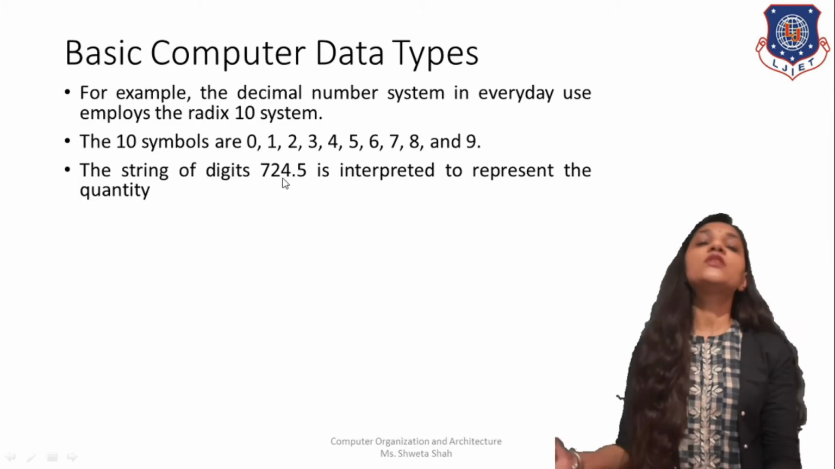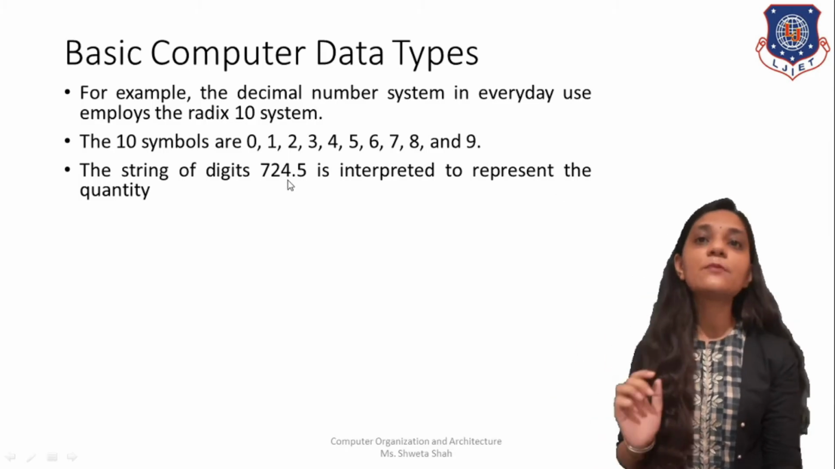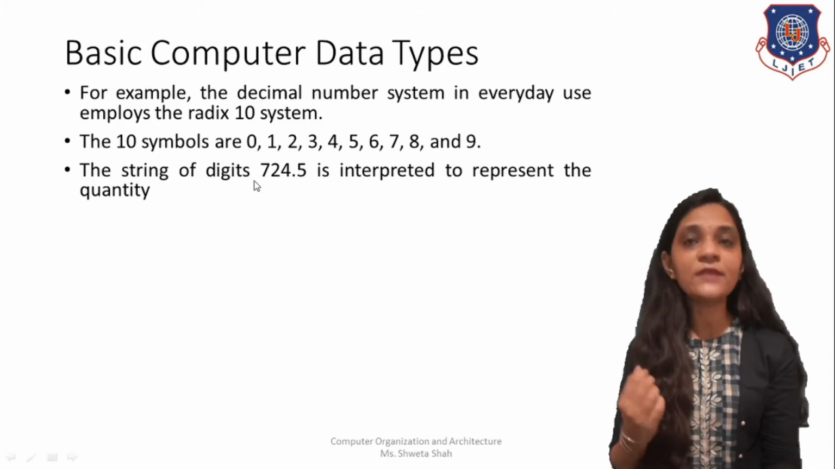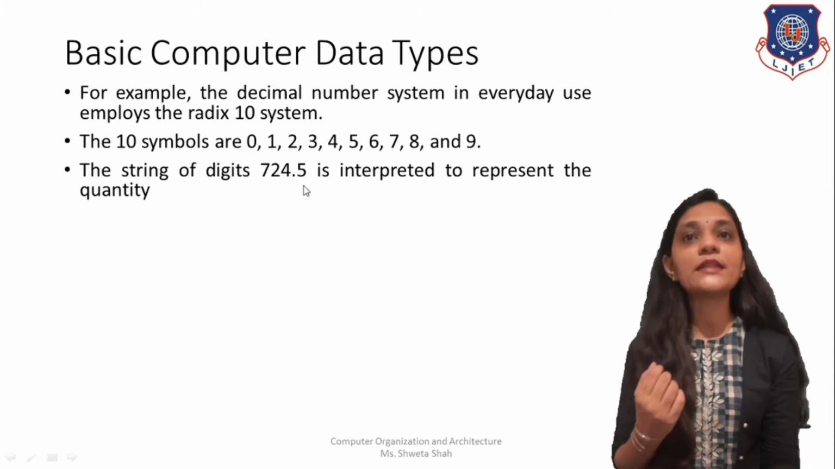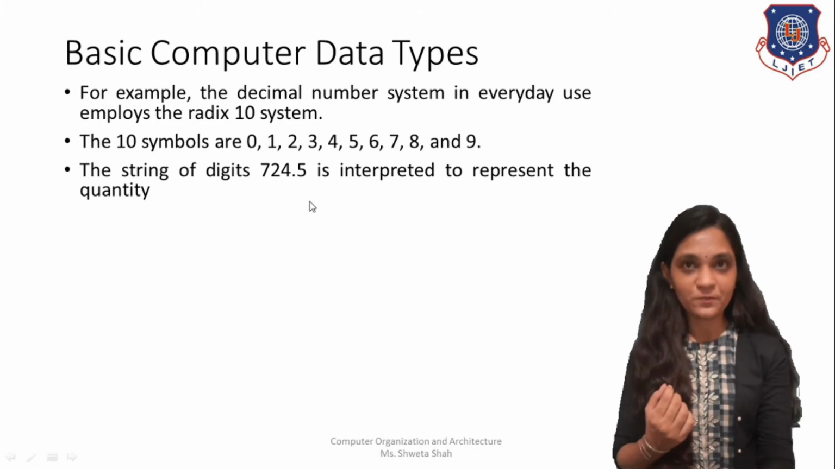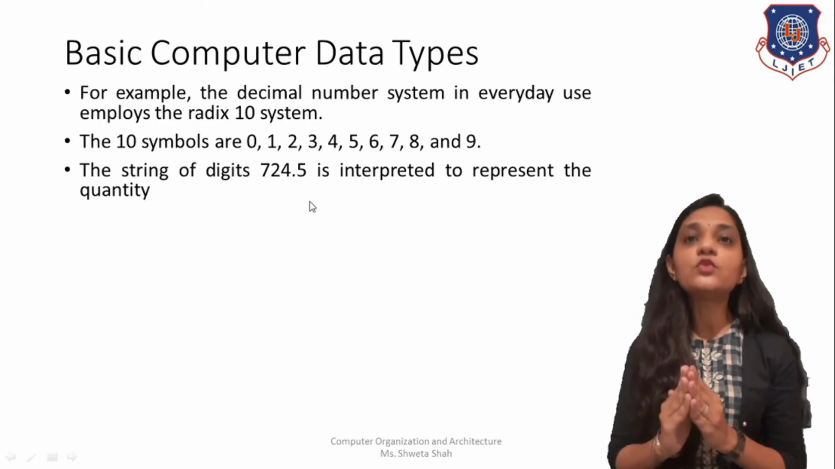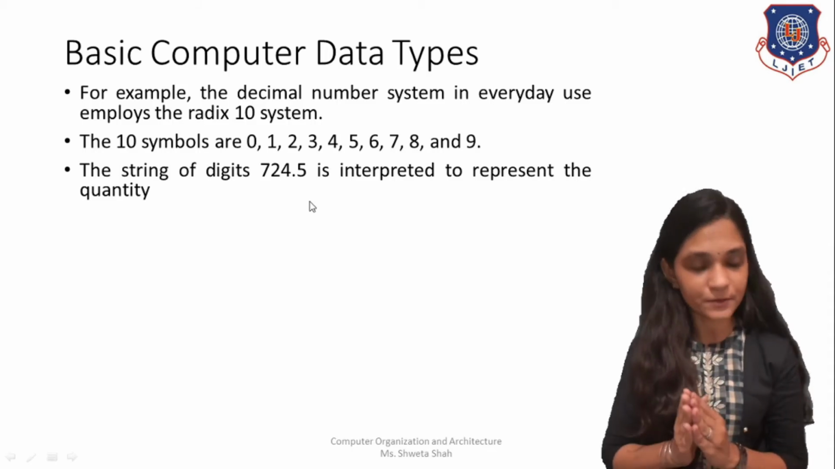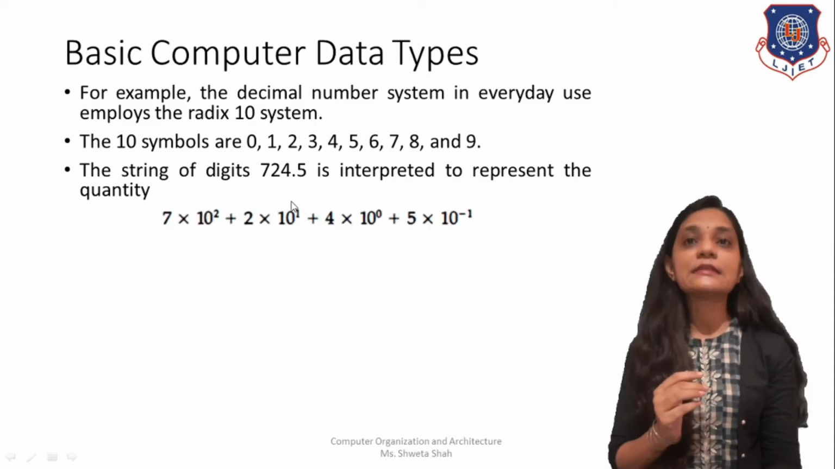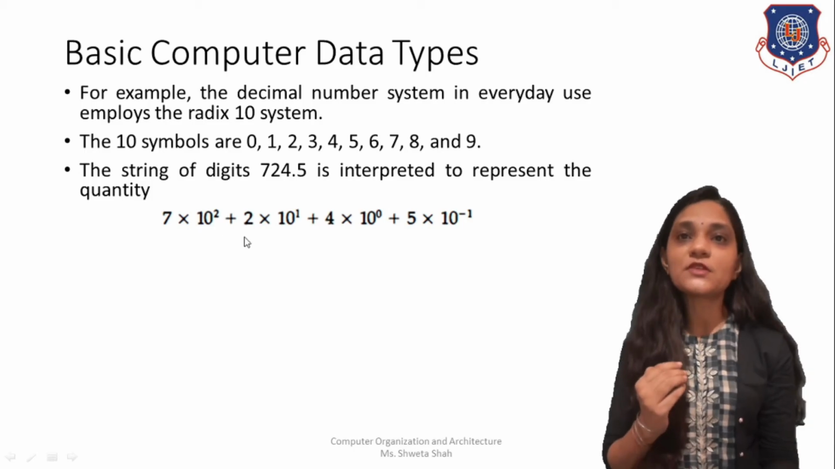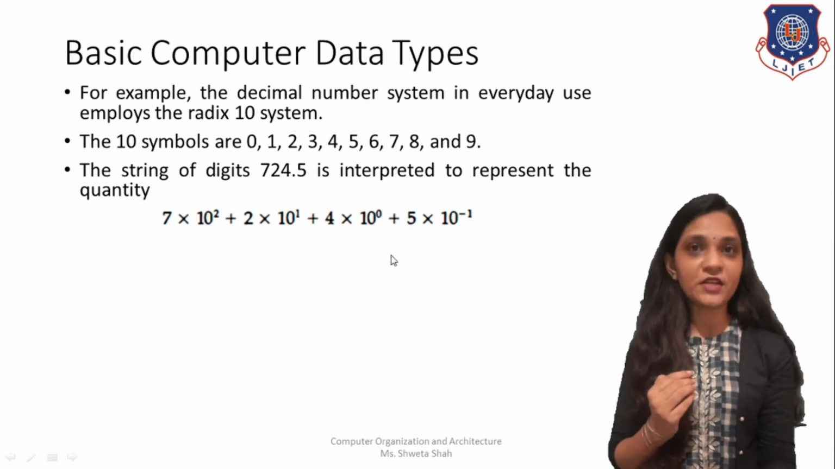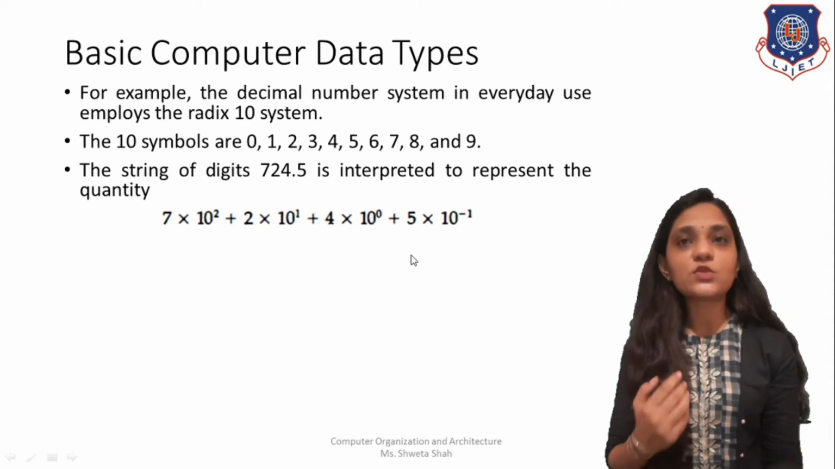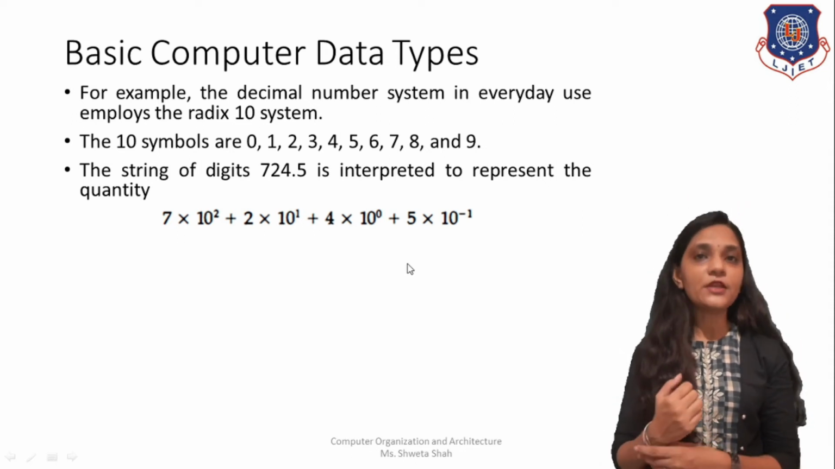To find out the quantity, we have to multiply this 4 with 10 raised to 0, this 2 with 10 raised to 1, this 7 with 10 raised to 2, and this 5 with 10 raised to minus 1. And we have to find the sum of these products. This will be like this: 7 into 10 raised to 2, plus 2 into 10 raised to 1, plus 4 into 10 raised to 0, plus 5 into 10 raised to minus 1. So this quantity will be 724.5.